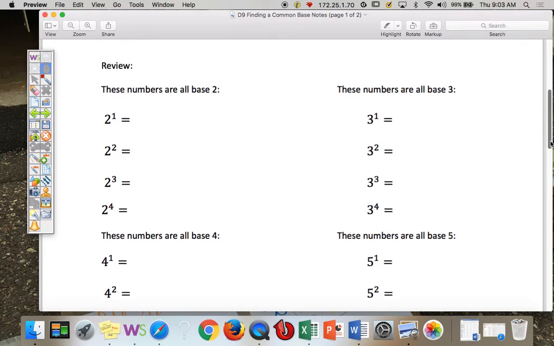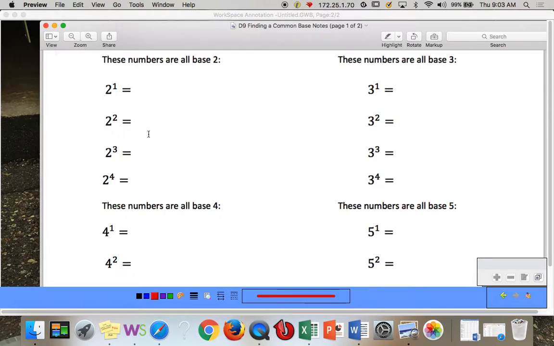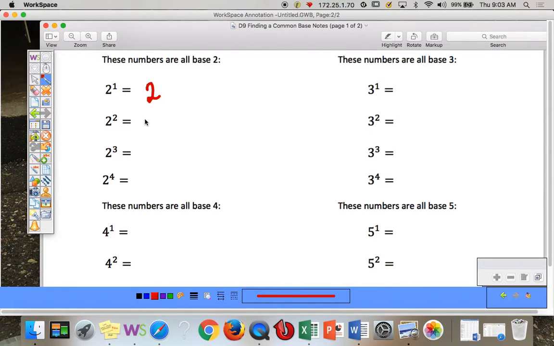Let's review just numbers of different bases so we can recognize them when we do some of the problems. All right, all of these numbers are base 2, so 2 to the first is 2, 2 squared is 4, 2 to the third is 8, 2 to the fourth is 16. Remember, 2 to the fourth is not 2 times 4. It means 2 times 2 times 2 times 2. All right, base 3, we got 3, we have 9. 3 to the third power is 27. 3 to the fourth power is 81.